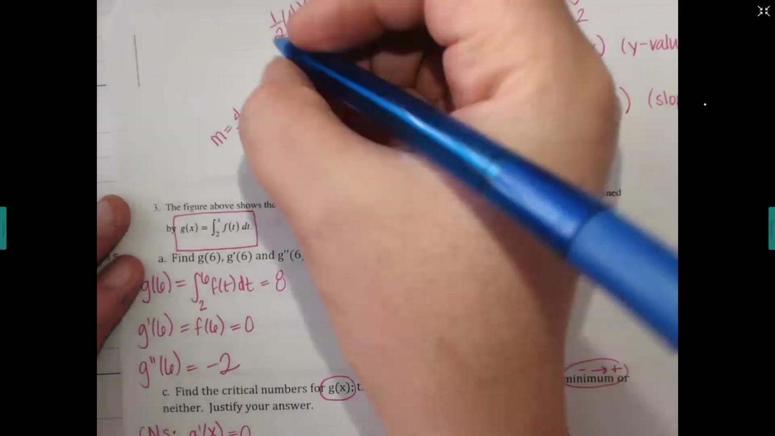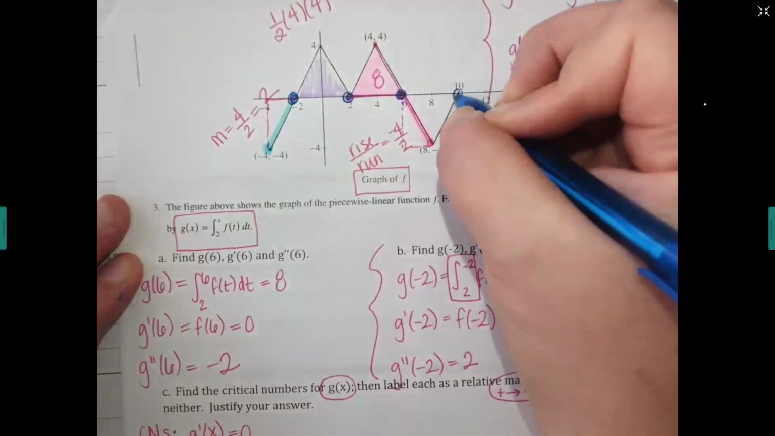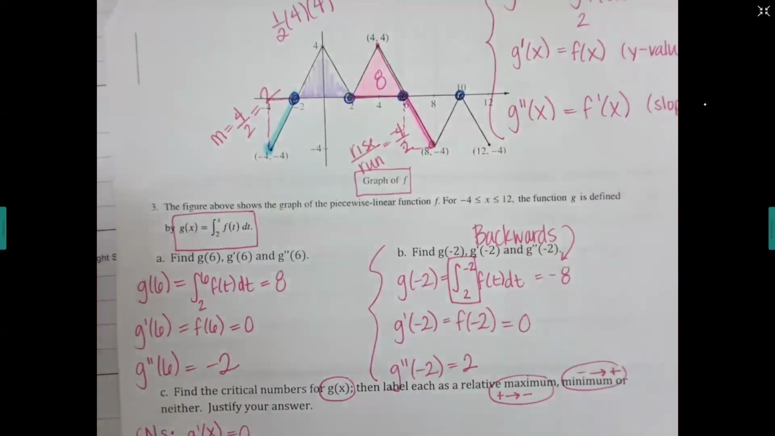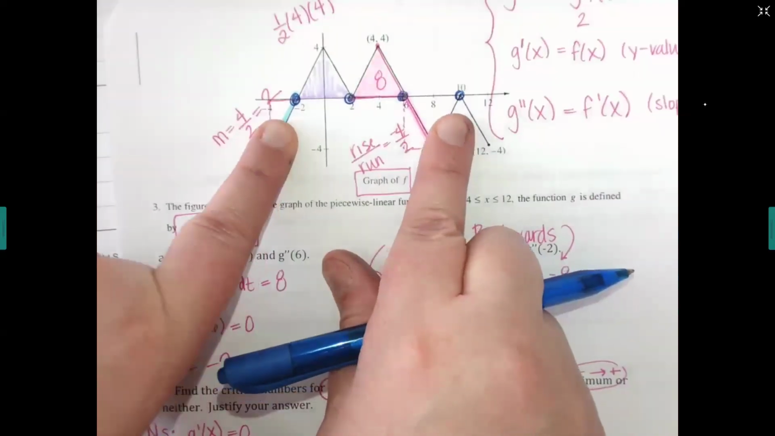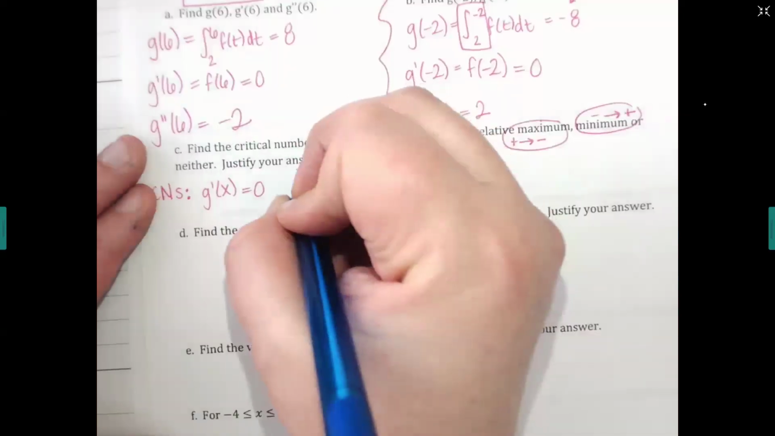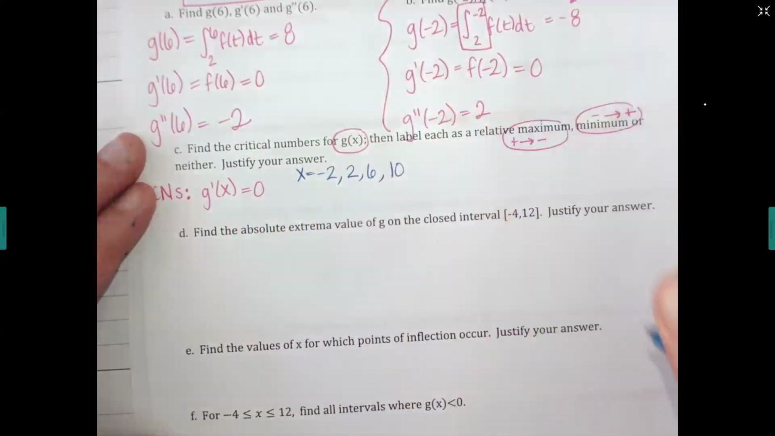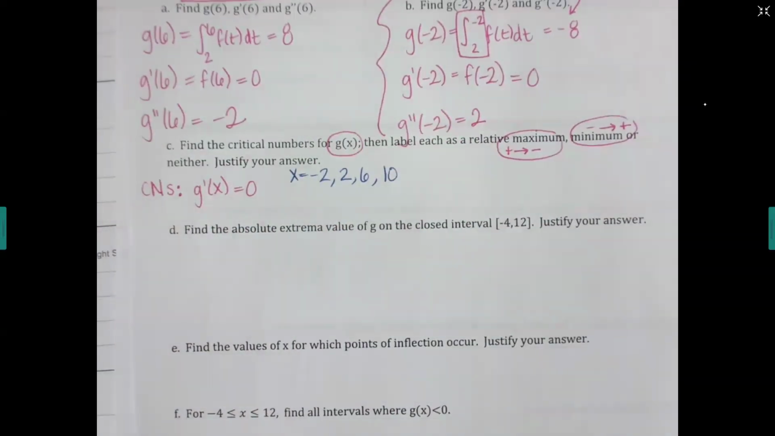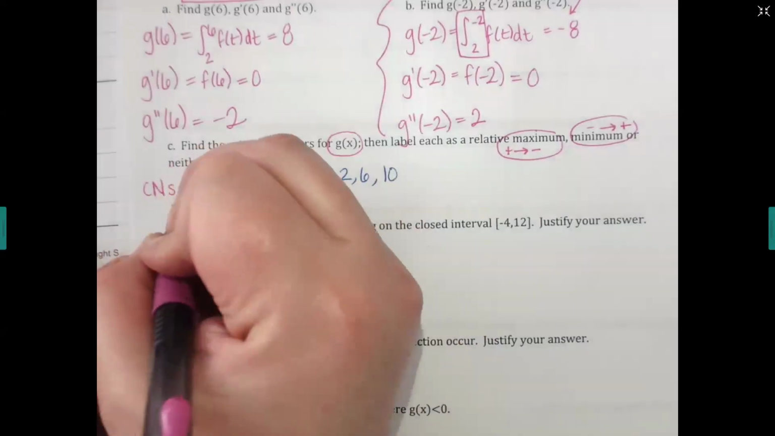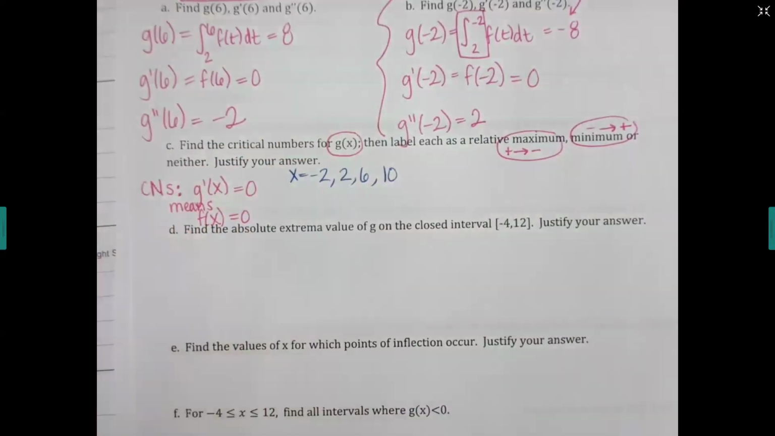Okay, good. So -2, 2, 6, and 10. Very good. So those 4 blue dots, I want you to put those numbers in your answer for part C. So your critical numbers are going to be at x equals -2, 2, 6, and 10. And the reason why is because those are the places where your g prime equals 0, which we know means that your y value is equal to 0 on the graph that we're looking at.